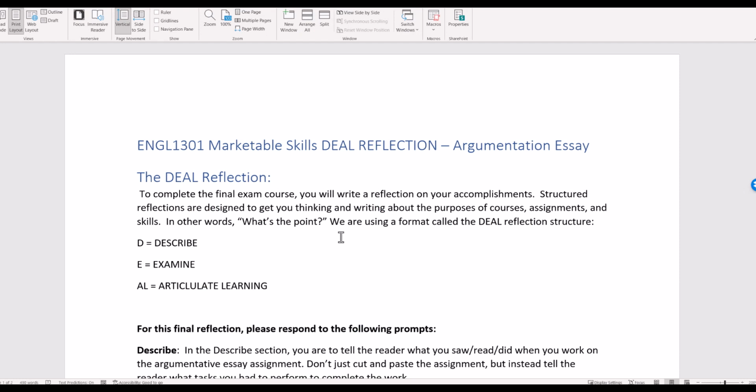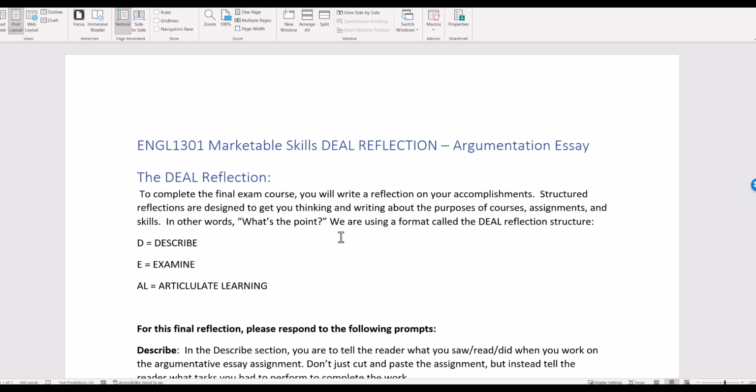Let's look at the Deal Reflection document. To complete the final course exam, you will write a reflection on your accomplishments using the argument essay as the basis for discussion. Structured reflections are designed to get you thinking and writing about the purposes of the course, the assignments, and the skills you learned in the course. In other words, what's the point?